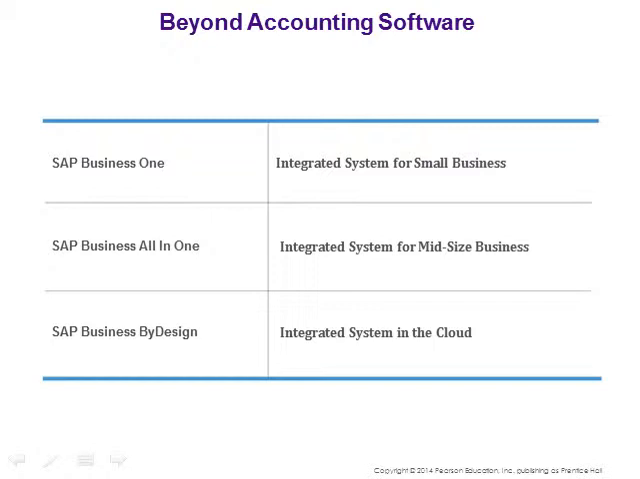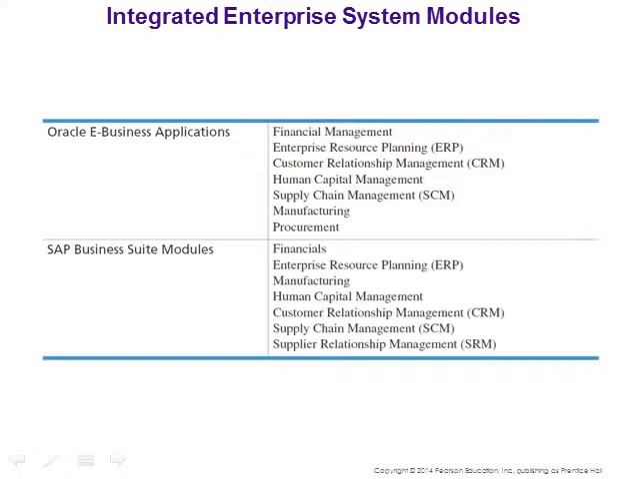So SAP can be used when an enterprise wants to move beyond just accounting software and wants to integrate the accounting system into other systems within the enterprise. It was one of the first integrated enterprise systems available. SAP was once used only by the largest of enterprises, and now it offers integrated systems for small businesses and mid-sized businesses.